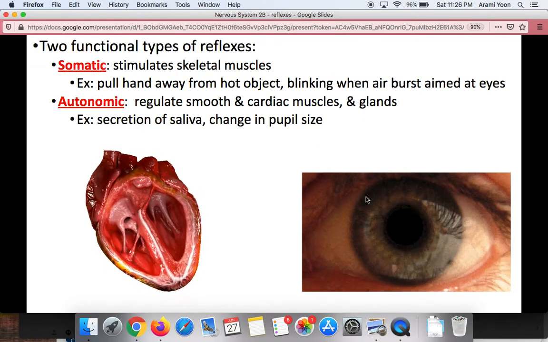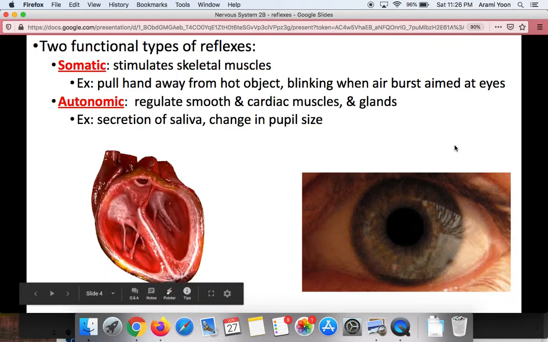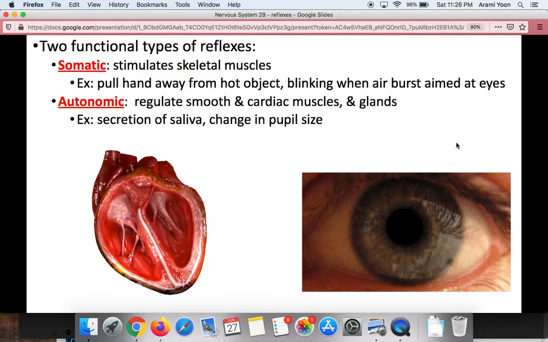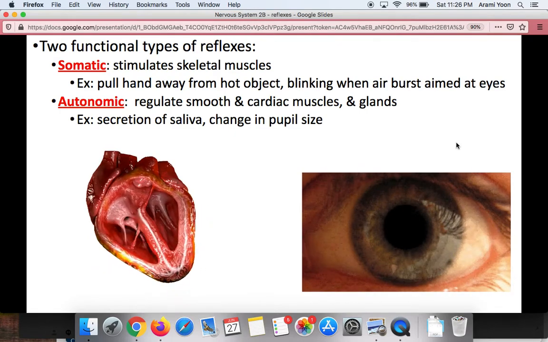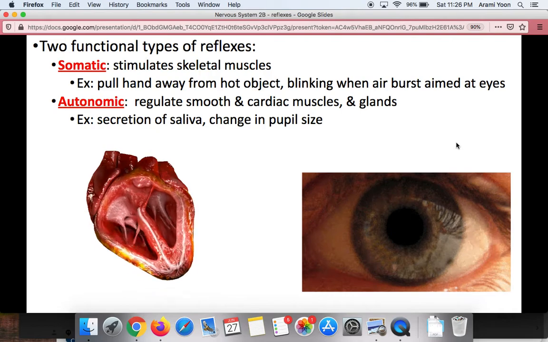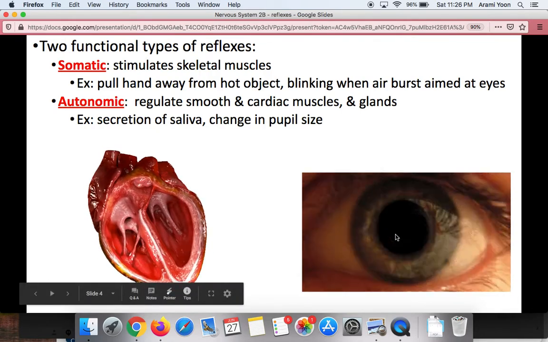And then another example would be change in pupil size. So when the light is brighter, your pupils reflexively contract to diminish the amount of light going in. And when the light is dimmer, then your pupils reflexively enlarge to allow more light to go in.